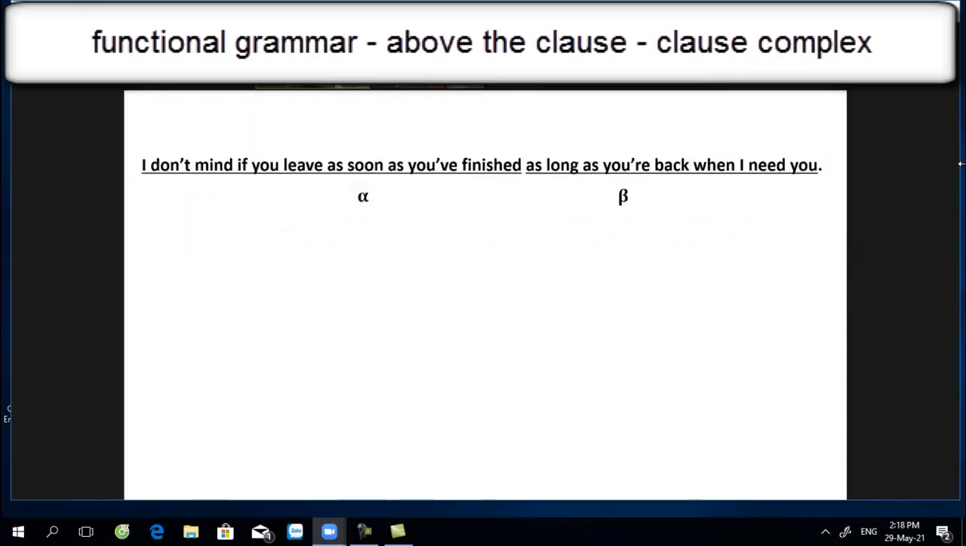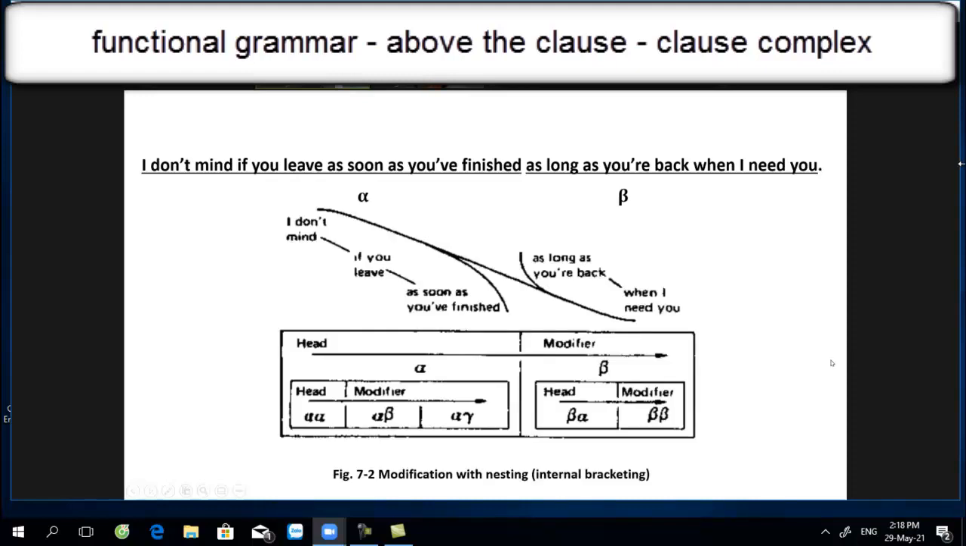For this sentence, you can see the example in your textbook, page 217. So I don't mind if you leave as soon as you finished. This is the first part. As long as you're back when I need you, this is the second part. And the first part is the primary clause. The second part is the secondary clause. So the alpha is here and beta is here. This is the thing that I take from the book.